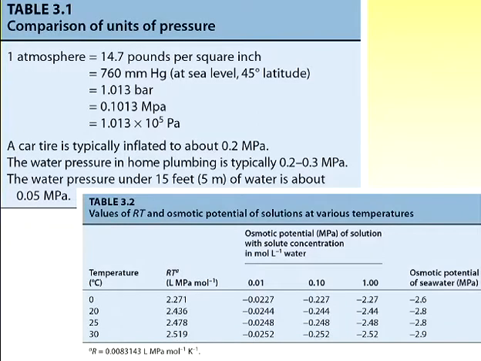In the last couple of slides, I'm going to tell you how you can measure water potential, and also give some examples of pressure. Here we see, for instance, a car tire is typically inflated to about 0.2 megapascal. The water pressure in your home, when you open your tap, is also about 0.2 megapascal. If you've swum underwater and felt the pain in your ear, at 3 meters deep, 10 feet deep, that's only 0.05 megapascal, and that's at 5 meters deep.